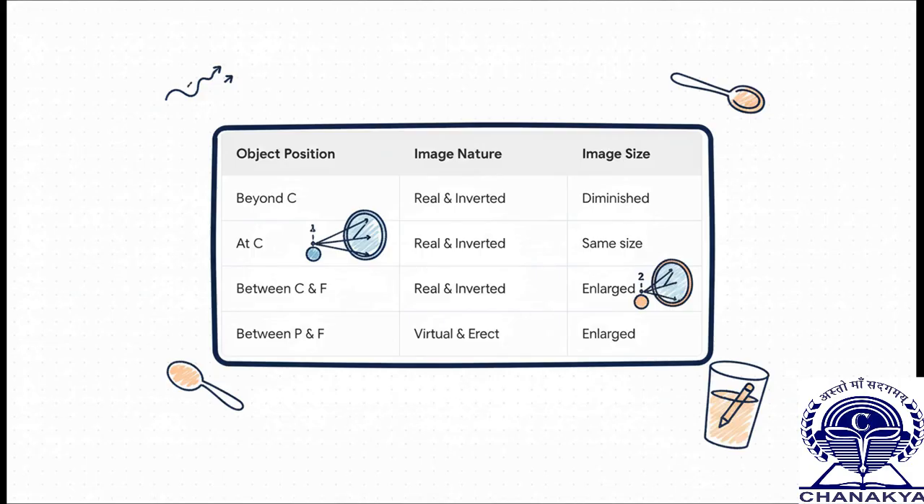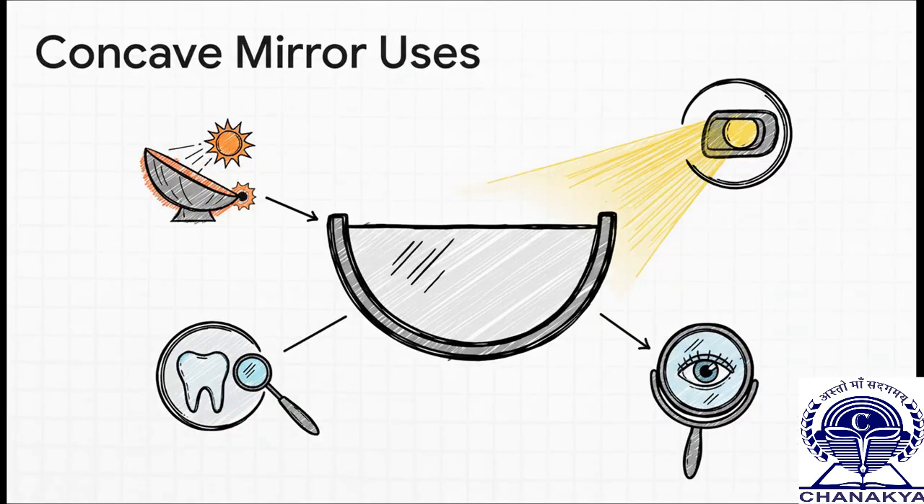With a concave mirror, the inside of the spoon, what you see totally depends on how close you are. Look at that image nature column. See how from far away the image is always inverted? That's your upside down face in the spoon. But then, look at that last row. When you get really, really close, it suddenly flips upright, erect, and gets bigger. It's like magic.